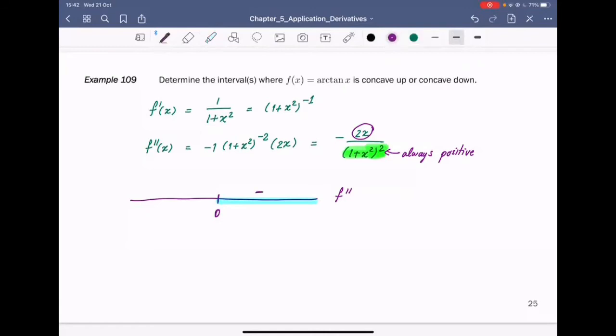So this is negative. And then on the left-hand side of 0, when x is negative, your second derivative of f is going to be positive. Well, we're going to call this number 0 an inflection point, right? Because this is the point where the concavity switches from plus to minus. On the left-hand side here, you have the concave up property. On the right-hand side here, you have concave down.